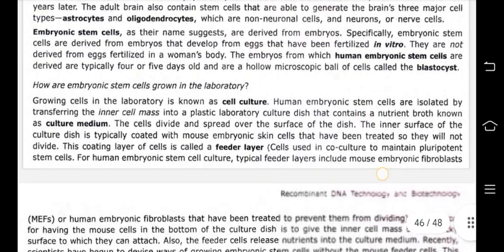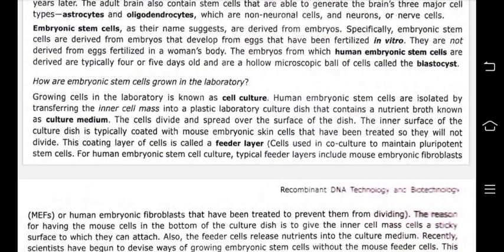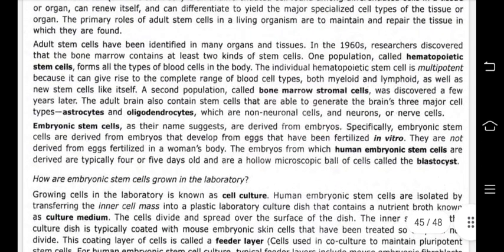And embryonic stem cells, as the name suggests, are derived from embryos. Specifically, embryonic stem cells are derived from embryos that develop from eggs that have been fertilized in vitro. They are not derived from eggs fertilized in a woman's body. In vitro fertilization, not in vivo. I'm sorry.